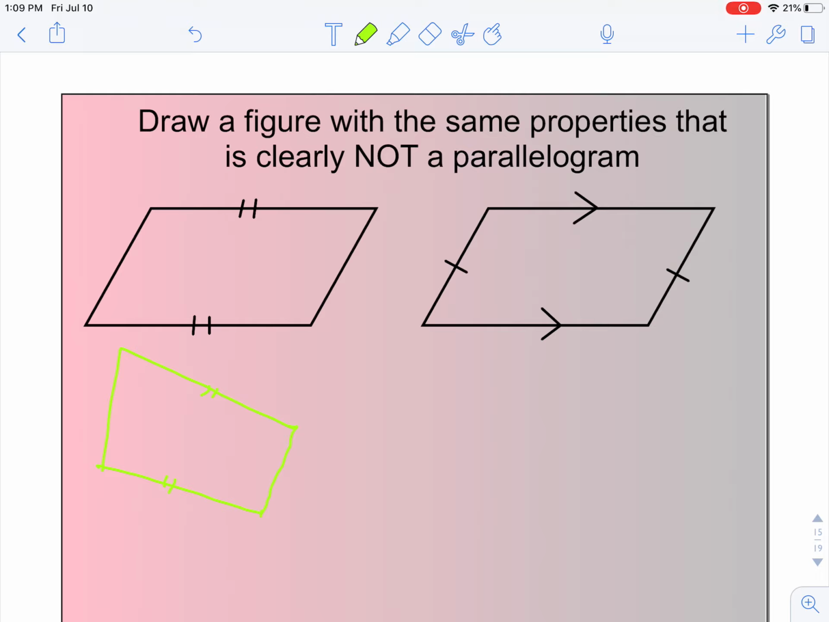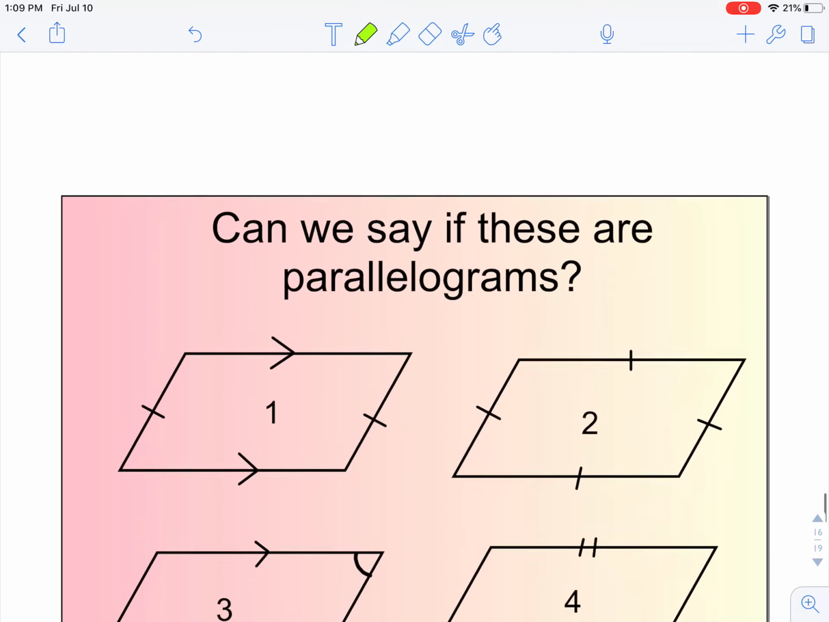Well, what about the other one? What if you had one pair of parallel sides and one pair of congruent sides, but they're not opposite like we were given? Well, yes, you can have parallel lines like this, and you can have these sides be the same, and that's called an isosceles trapezoid. So yes, you can.